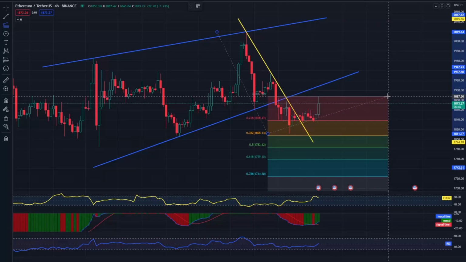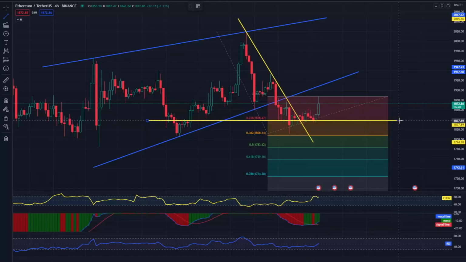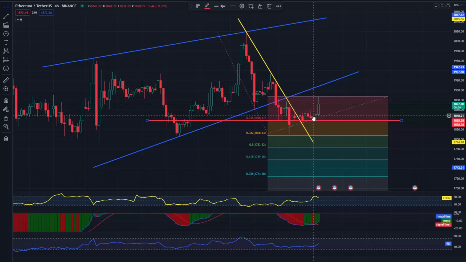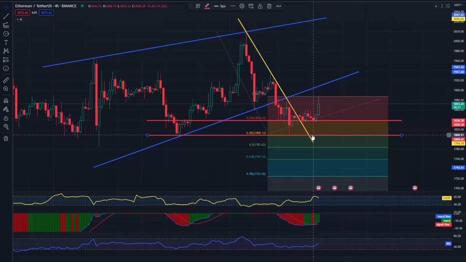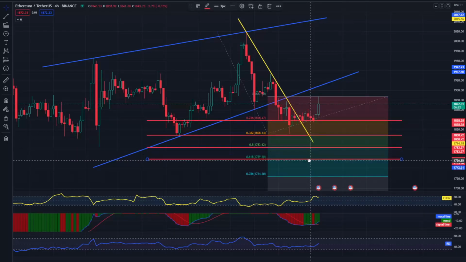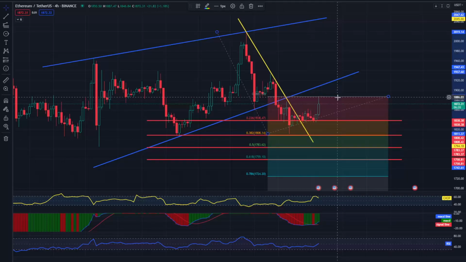We will use the trend-based fib extension tool to mark the supports, and as you can see, the first strong support that holds the price so far is at $1,838, the second support at $1,808, the third at $1,783, and then we have the fourth support at $1,759.